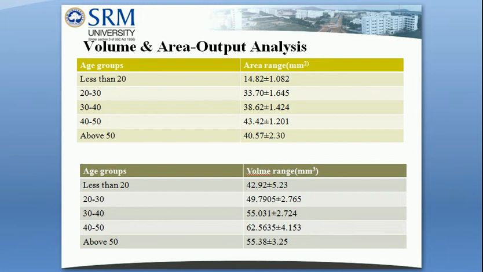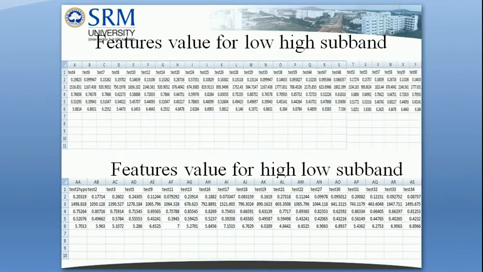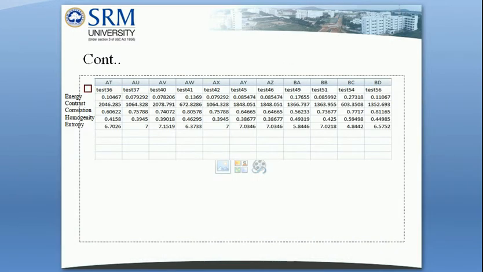This tabulation shows the volume and area estimation, where the thyroid volume and area of the segmented thyroid gland are given with their respective units, like mm square and mm cube. This can be used to check the variability in size among different age groups. Feature extracted values are shown here: feature values for the low subband in the second tabulation and the low-high subband in the first tabulation. This is a continuation of the tabulation. Here, Haar wavelet transforms were used.